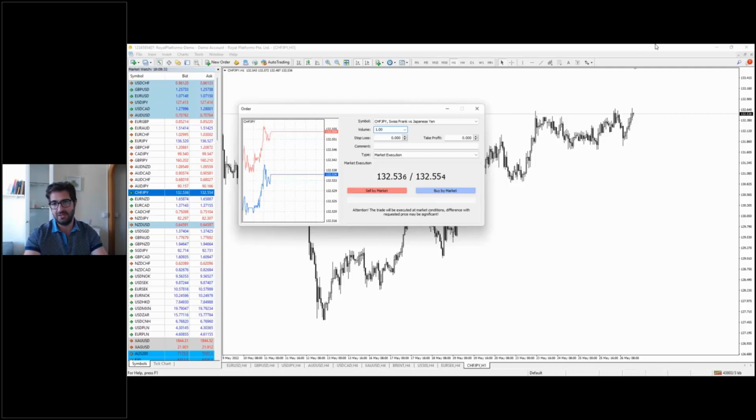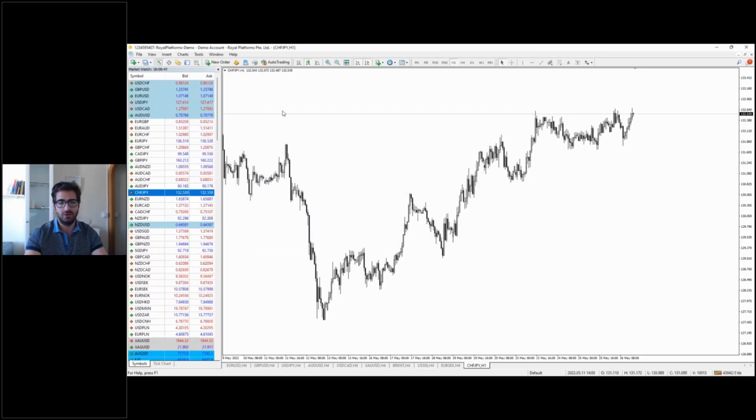So if you're considering this as a long, or you would like to long CHF JPY, you press buy, and if you would like to sell it, obviously you will go for the sell button here. Another way to open a trade is to use this arrow here. You can see there is a small arrow to the top left of the screen. By left clicking it, you will directly open a trade.